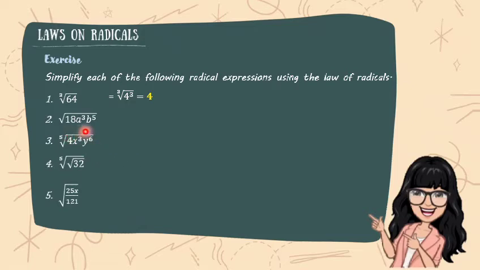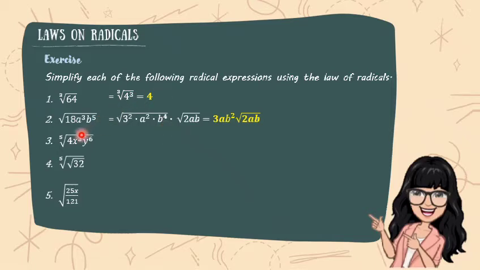Square root of 18, a cubed, b raised to 5. Now, square root of 18, we cannot get the square root of 18. Or I mean, we can get the square root of 18, but that is not a whole number, because 18 is not a perfect square. So we need to express 18 in such a way that we will have factors wherein one factor would be a perfect square, and of course the other factor will not be a perfect square.